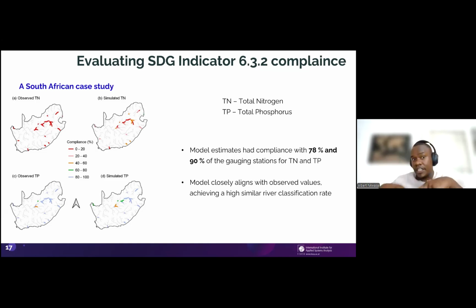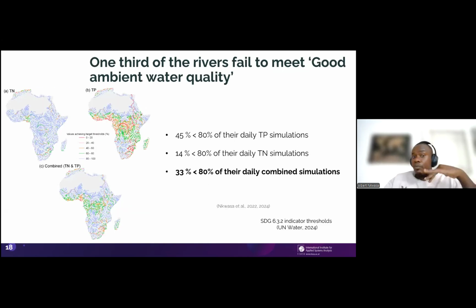And then what we did now, we extended this SDG indicator calculation to the whole of Africa. And as you can see, we found that one third of African rivers, so about 33% of the rivers, fail to meet this good ambient water quality standard defined by UNEP. But then we found that 45% of the rivers did meet it for TP, while 14% did meet it for TN. So TP was mostly performing. We don't achieve a lot of compliance with total nitrogen as compared to total phosphorus.